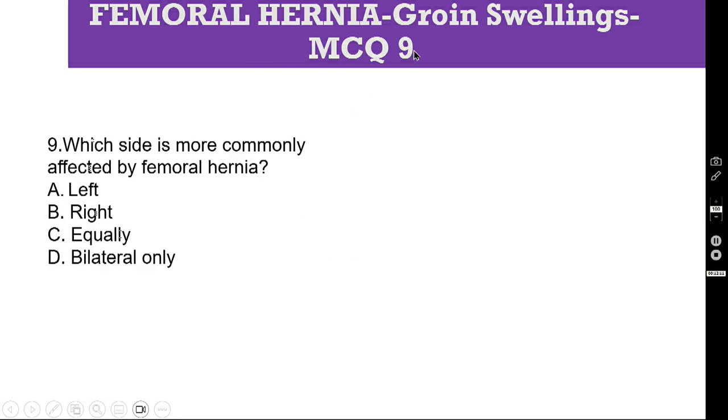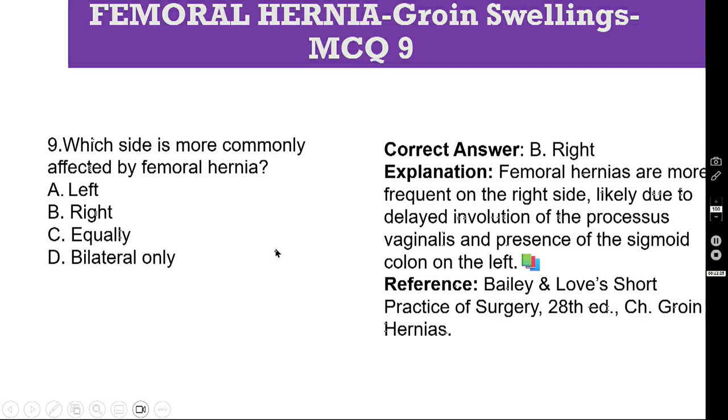Coming to MCQ number 9. Which side is more commonly affected by femoral hernia? A. Left. B. Right. C. Equally. And D. Bilaterally. The correct answer is B, the right side. Femoral hernias are more frequent on the right side because of delayed involution of the processus vaginalis, and another cause is the presence of the sigmoid colon on the left side, so it is uncommon on the left side. These are the two reasons. Number one, the delayed involution of the processus vaginalis, that is one cause.